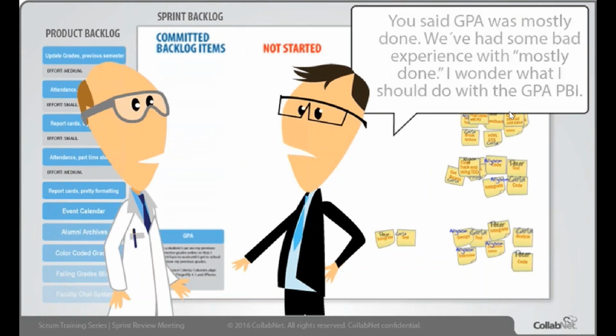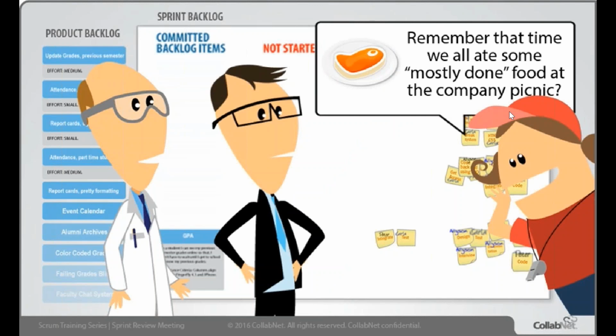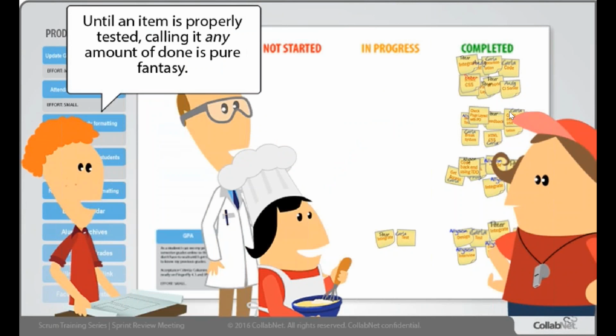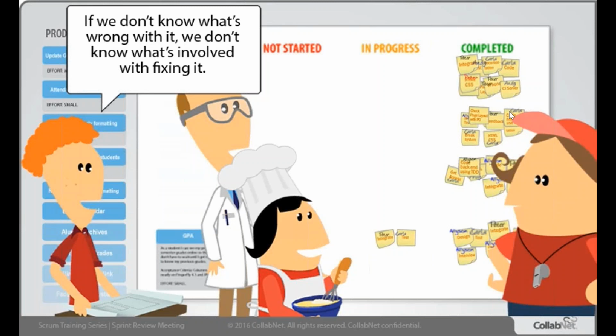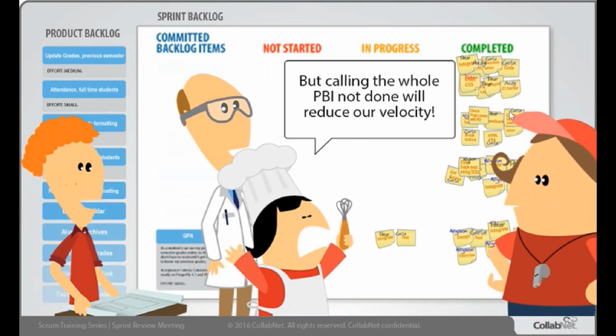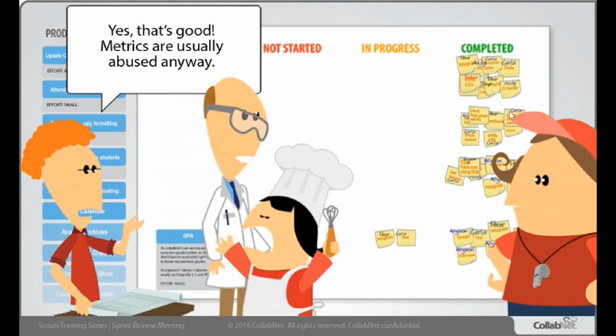Remember that time we all ate some mostly done food at the company picnic? Until an item is properly tested, calling it any amount done is pure fantasy. If we don't know what's wrong with it, we don't know what's involved with fixing it, or fixing the other problems caused by fixing it. But calling the whole PBI not done will reduce our velocity. Yes, that's good. Metrics are usually abused anyway.